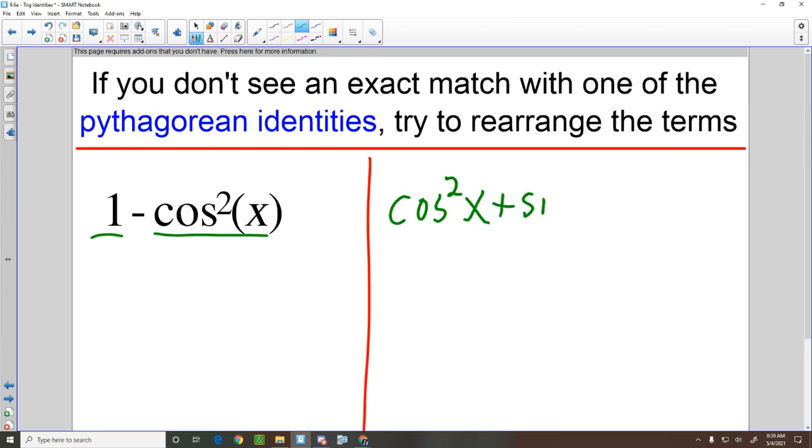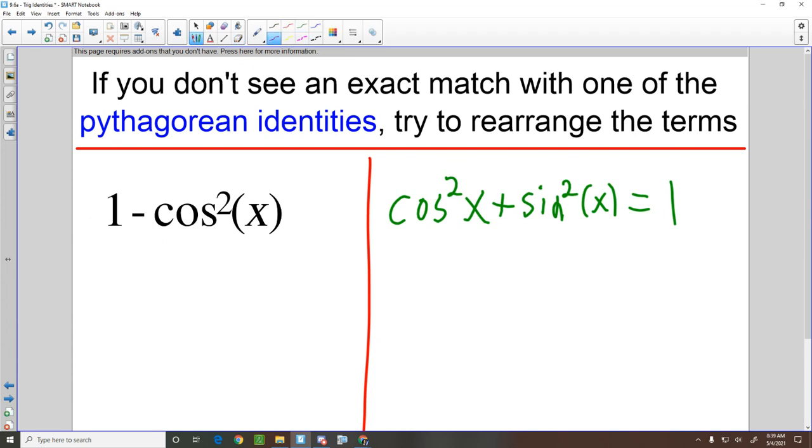Cosine squared plus sine squared equals 1. That's our main identity, right? Our first Pythagorean identity that I've written in green. And I know that this identity has a 1 in it, and it has a cosine squared in it. But it doesn't quite look like this on the left. It's a little bit different.